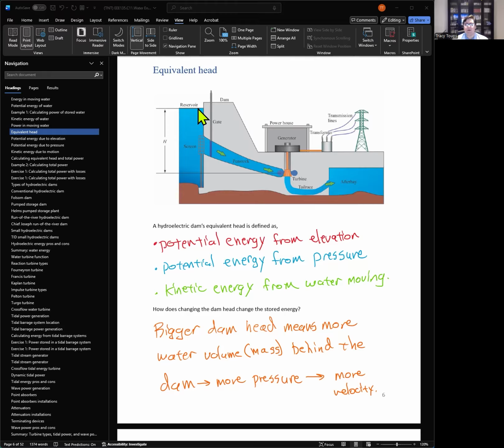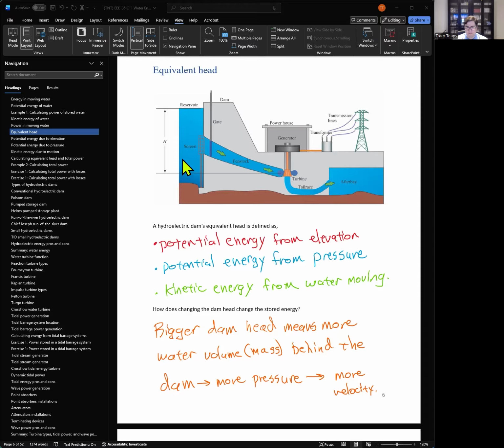One of the key components to how much power a dam can produce is called the head. The equivalent head is 3 components of energy. The potential energy from elevation, meaning how high is this water level up here compared to where it's going out here. So this difference, technically between the turbine and the top of the reservoir, this H, is a potential energy from elevation.